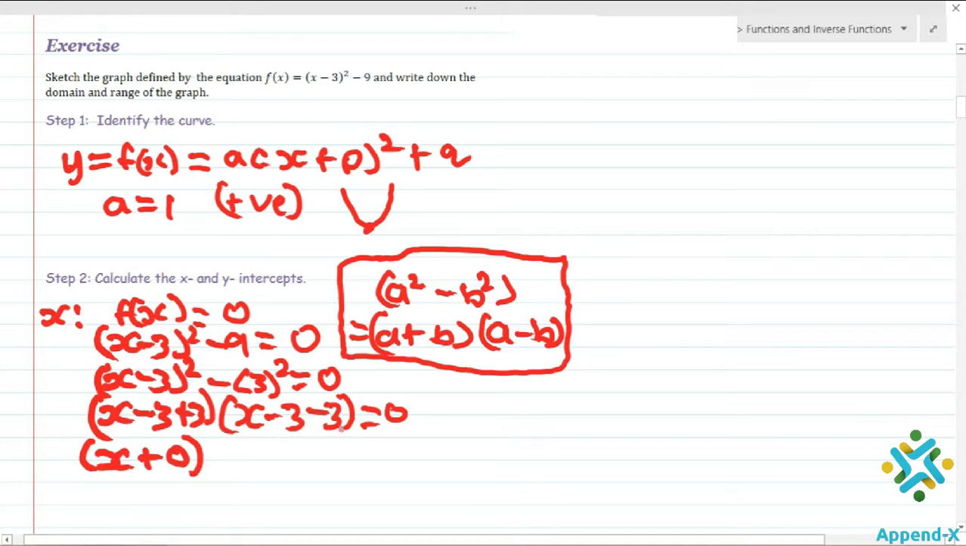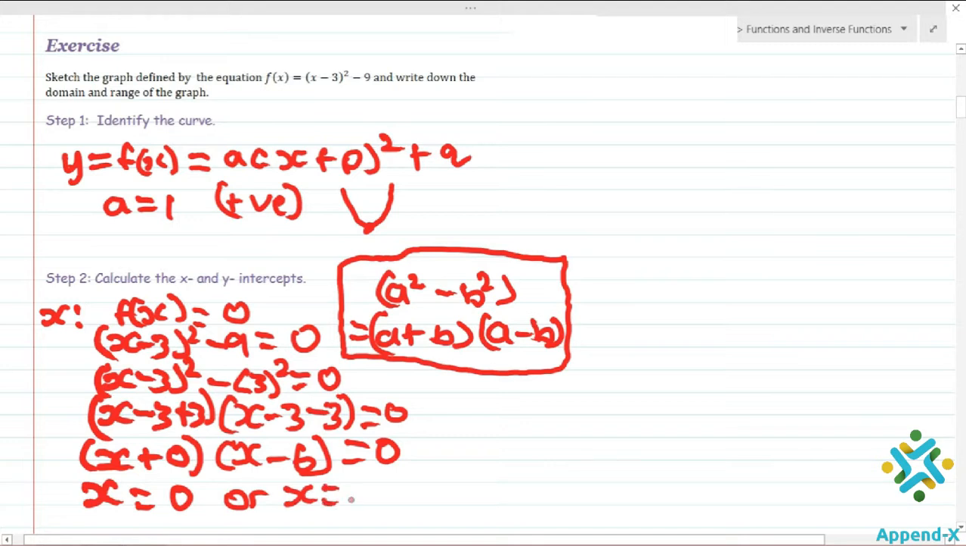And negative 3 and negative 3 gives us a negative 6, and this is x minus 6, and this is equal to 0. Now solving for x, we get that x is equal to 0 or x is equal to 6. Therefore the graph cuts the x-axis at 0 and 6.